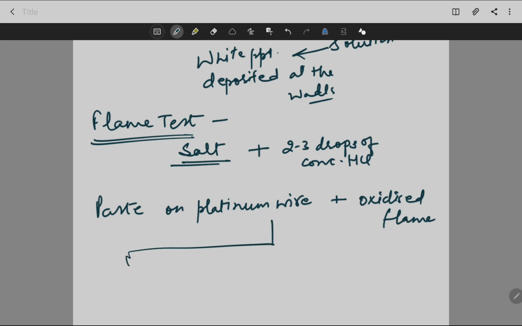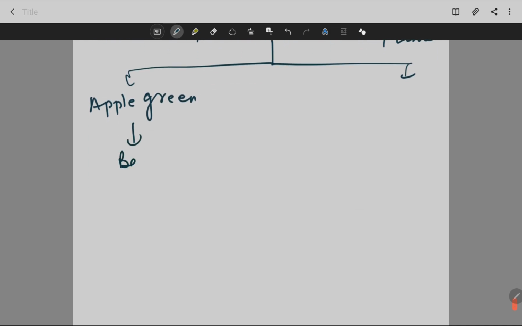If a color is given, like if we get the apple green color, or you can say grassy green color, it means barium confirmed. This is a test which we can perform initially in the beginning itself, when we are doing the physical examination. At that time itself we can perform the flame test, so that in the beginning itself we are aware whether group 5 is present or not. So if apple green is there, it means barium confirmed. But barium confirmed here doesn't mean that you need not perform the other chemical tests. We have to do all those tests also.